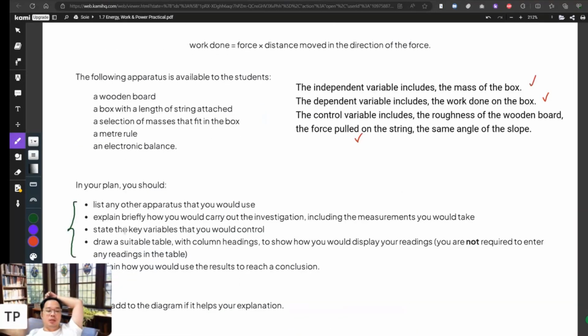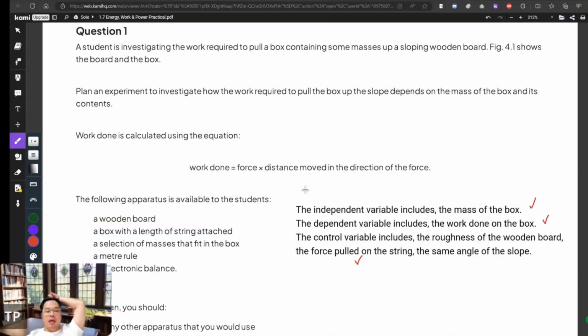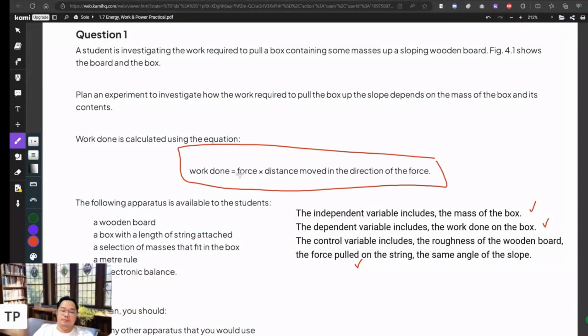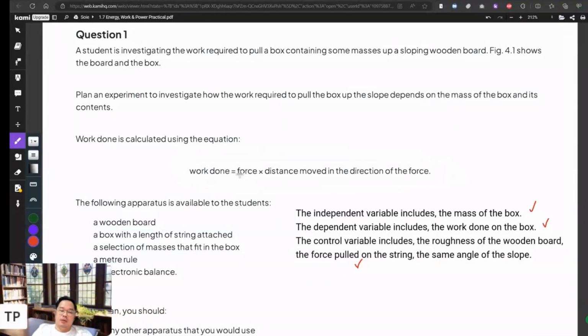The next thing, you need to explain the procedure of the experiment briefly. How do you measure the work? You missed the definition of the work. Measure the force, and then the distance moved by the object. So how do you measure the force? What tool do you need to measure the force? Good question. It's called a force scale.